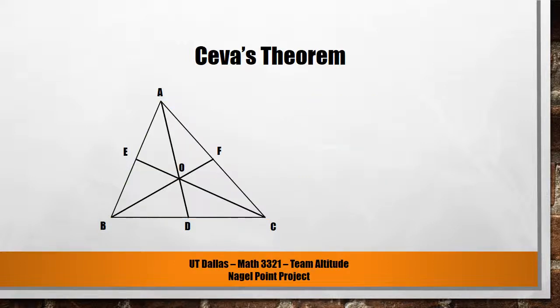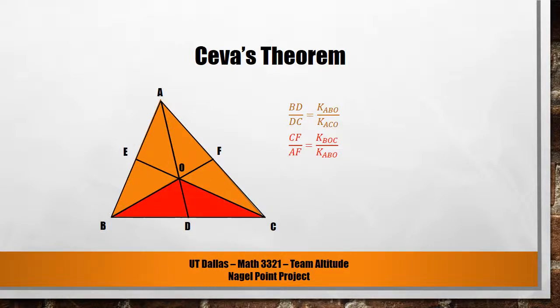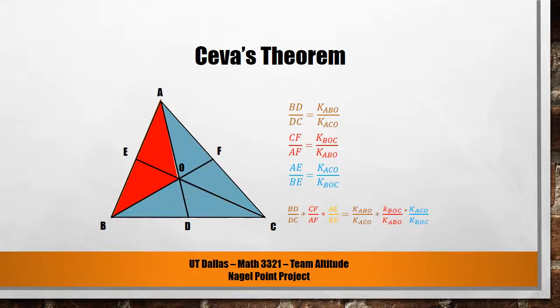Let's apply this to the other two sides of the triangle. Since I just proved BD divided by DC equals the area of ABO divided by the area of ACO, similarly, on the other two sides, CF divided by AF equals the area of BOC divided by the area of ABO. And AE divided by BE equals the area of ACO divided by the area of BOC.